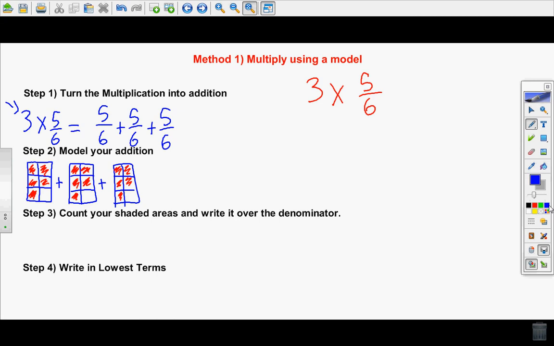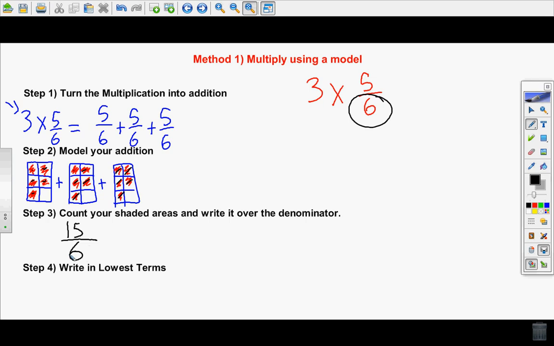Step 3 says count your shaded area and write it over the denominator, which is our bottom number. Let's take a look then here. Sorry, my marker's not working. We've got 1, 2, 3, 4, 5, 6, 7, 8, 9, 10, 11, 12, 13, 14, 15. So we count it and we got 15. Then it says to write it over the denominator. Our original denominator, you can see here in the middle, was 6. So we're going to write it as 15 over 6.